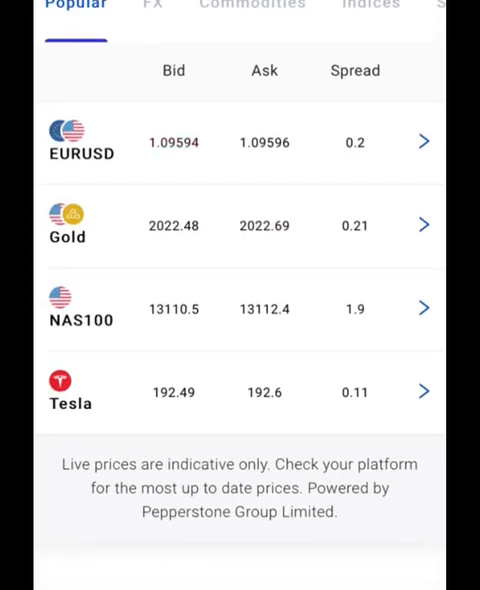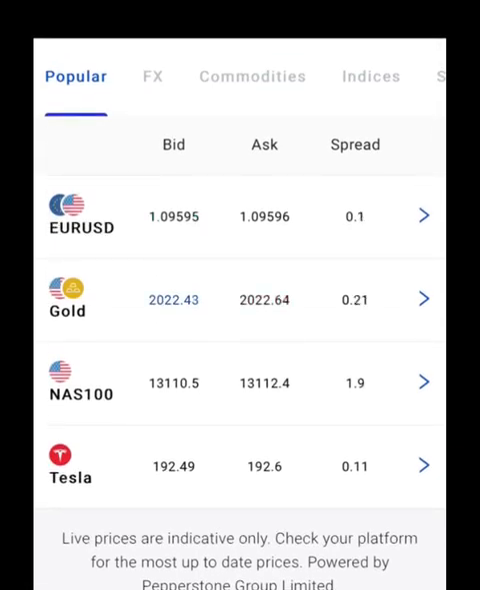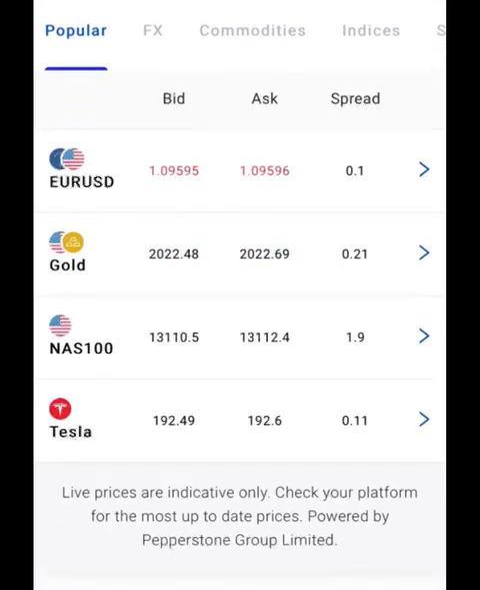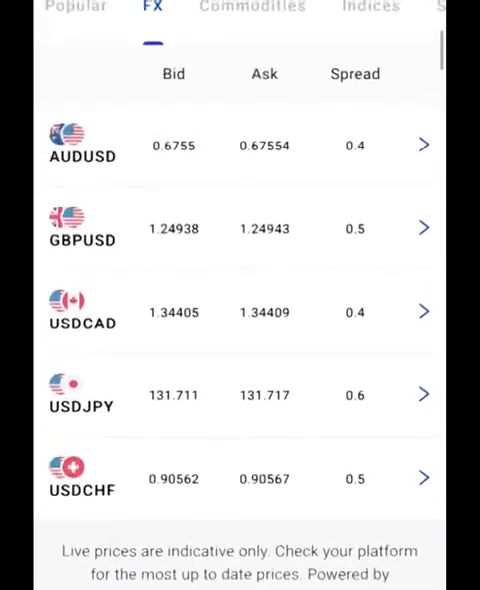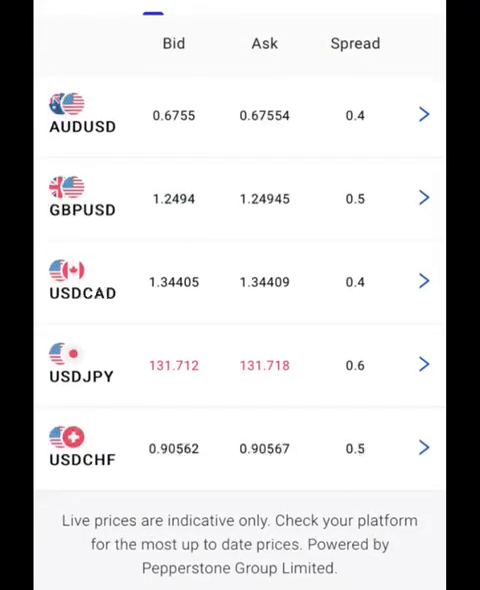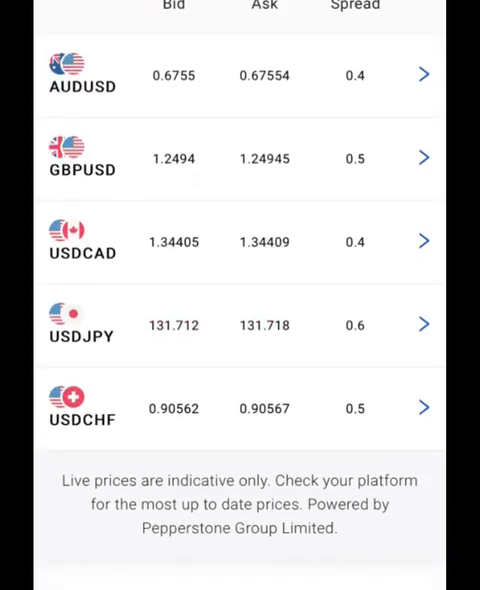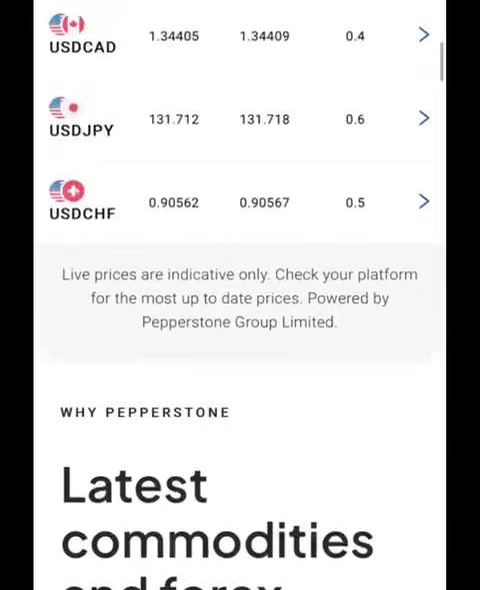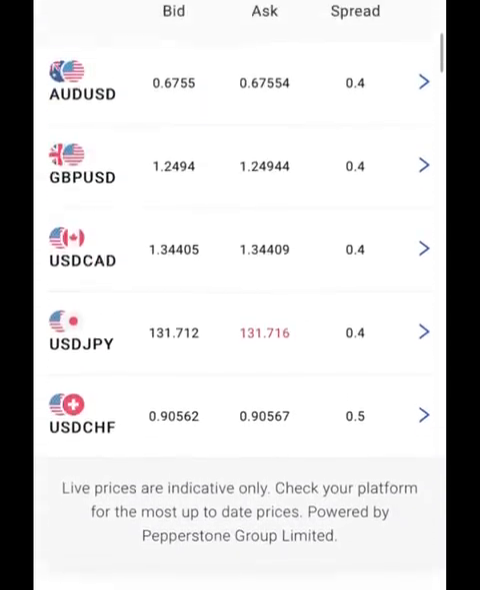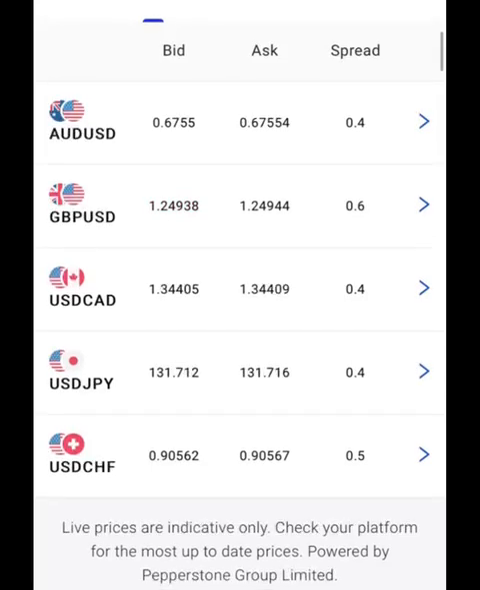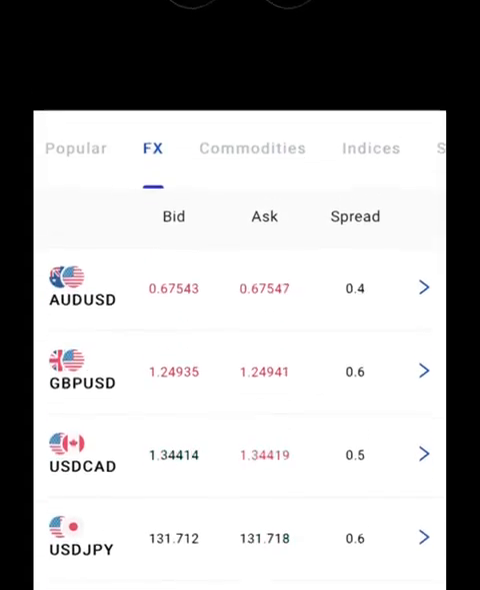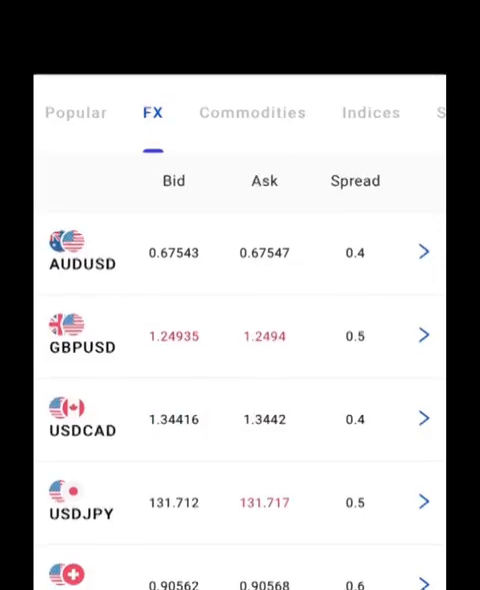If you look here, you are going to see that this is a live chart. This is a real-time chart for their popular pairs, and this site also offers FX, which you can trade on AUD USD, GBP USD, USD CAD, USD JPY, USD CHF. These are actually real live exchange rates on the forex market, which is called FX.